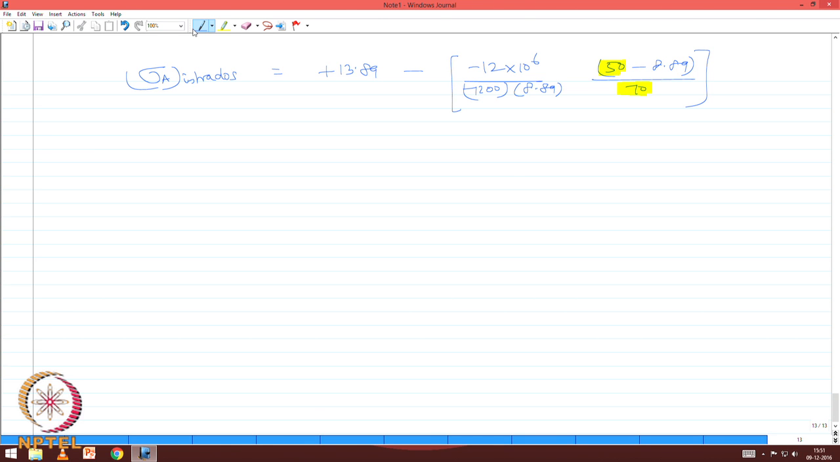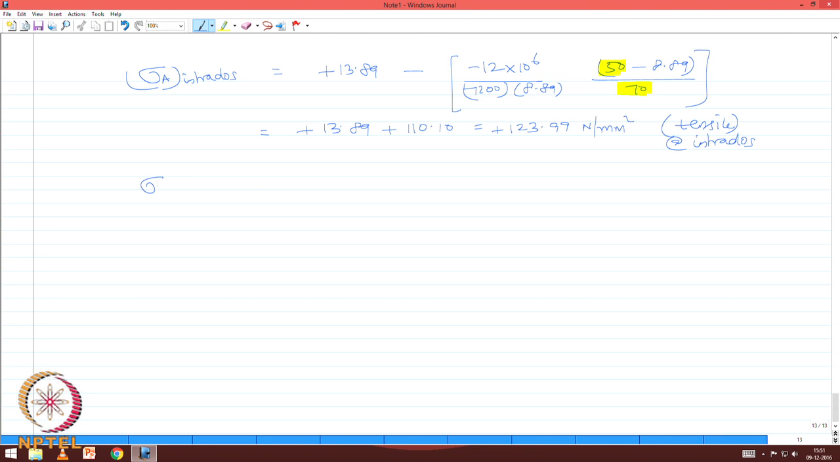So, now this value will be equal to plus 13.89 minus minus plus 110.10, which gives me 123.99 Newton per mm square. Positive sign indicates it is tensile at the intradas.